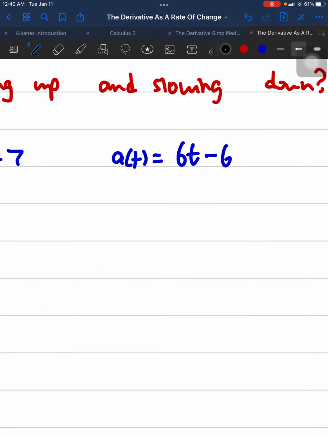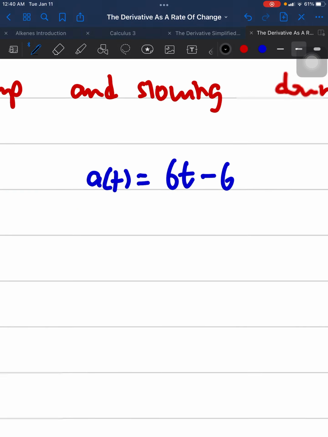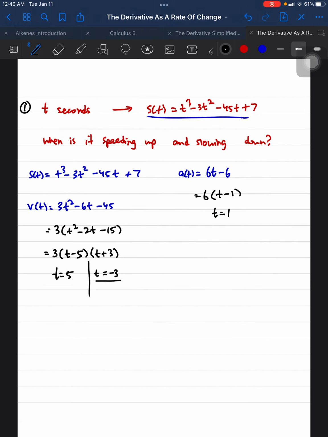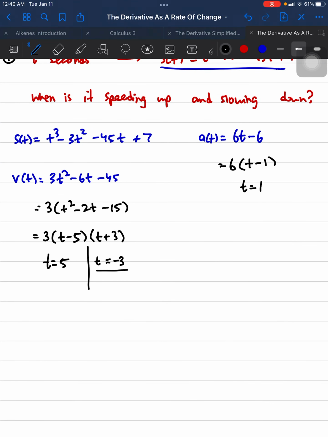Now, the acceleration function, we can factor out the 6. We get t minus 1. That means the root here is just 1.